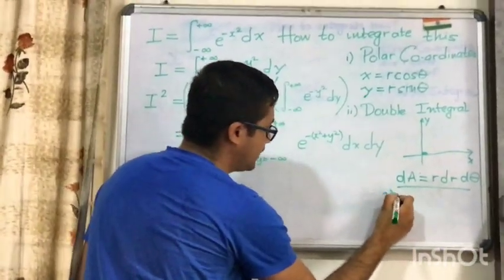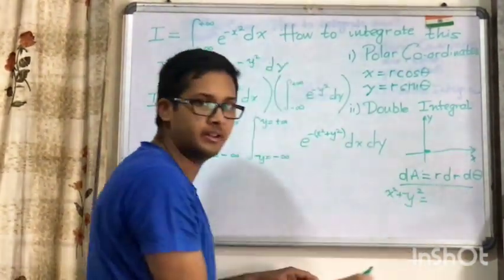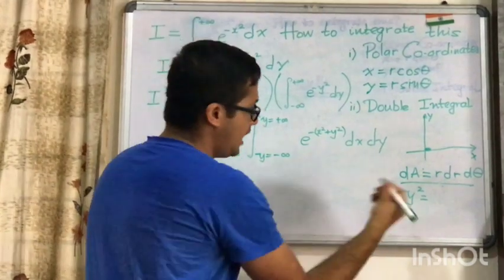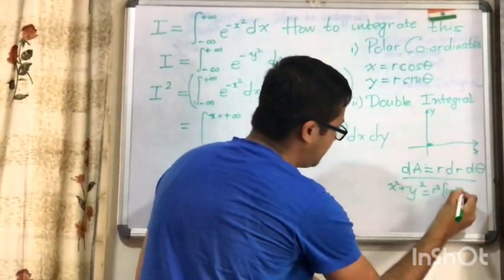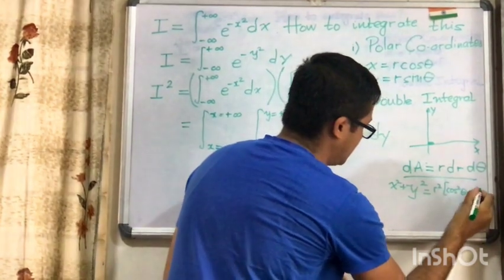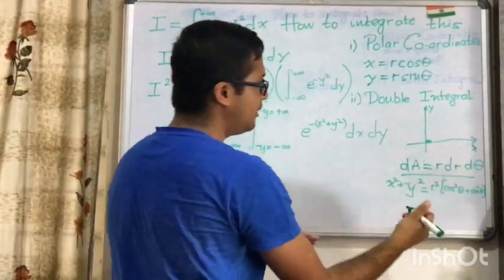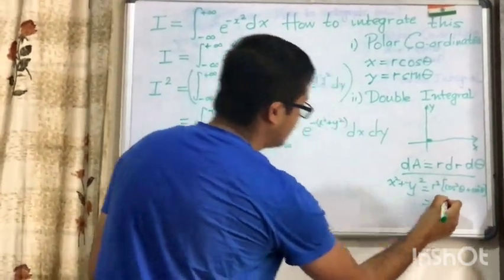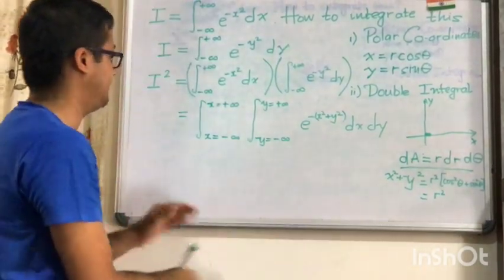Now what is x square plus y square in polar coordinates? X square plus y square is written as r square cos square theta plus r square sin square theta, and if you take r square common, it is nothing but r square into cos square theta plus sin square theta, and that is 1. So x square plus y square in polar coordinates is nothing but r square, which is the square of the radius of a random circle which we have taken.